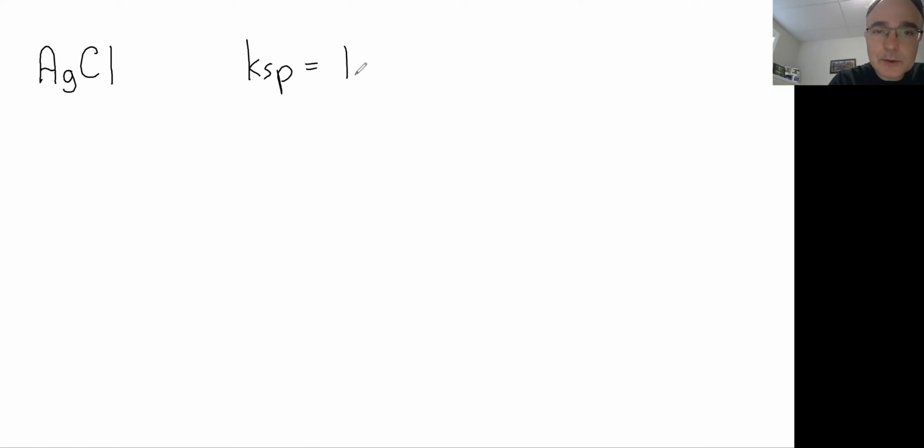So I'm going to just do a quick little switching of screens here, and we're going to look at a problem. So let's say you had silver chloride, and you were told that the KSP for silver chloride is 1.0 times 10 to the minus 10, which is pretty close to the actual KSP at 25 degrees Celsius. But I'm rounding it to make the numbers a bit easier because you may not have calculators.